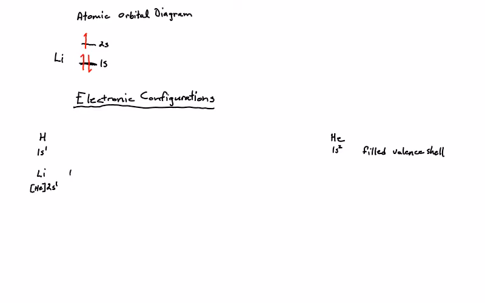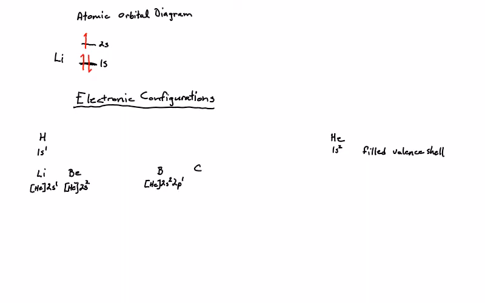And then beryllium is going to be the helium atom plus 2 electrons in a 2s orbital. Now we're going to jump over a little bit. We're not going to pay too much attention to the transition metals just yet, but we will come back to them. So boron is going to be a helium core, 2s2, 2p1.